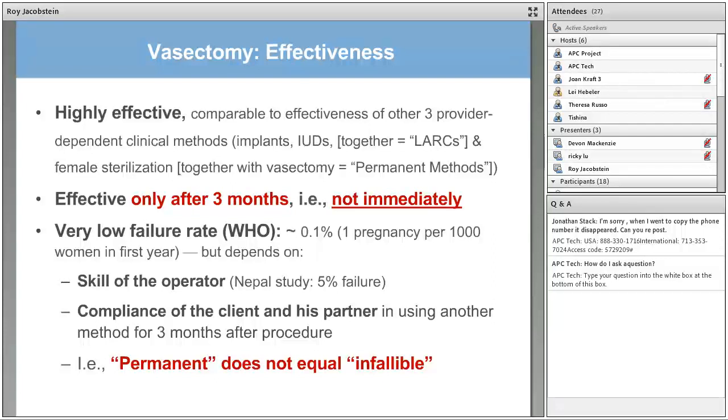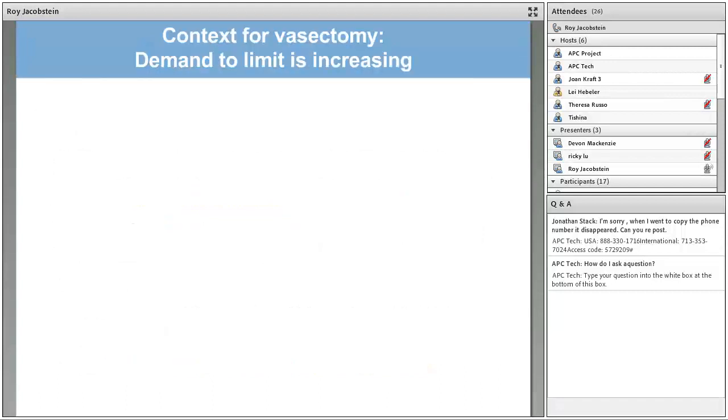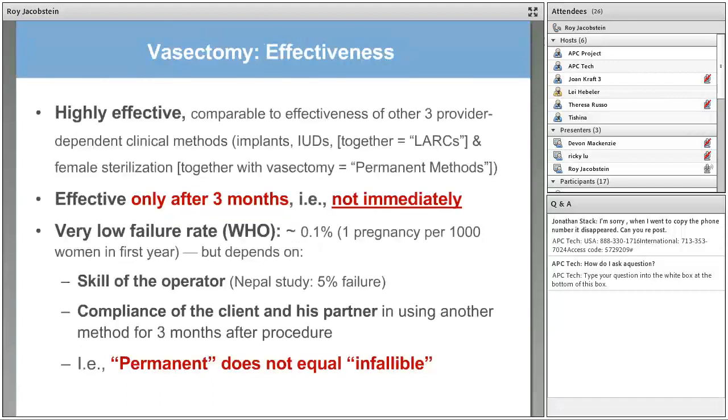Vasectomy is highly effective and comparable in effectiveness to the other three provider-dependent methods: the two long-acting reversible contraceptive methods, or LARCs, that is the implants and IUDs, and female sterilization. That, plus vasectomy, are the permanent methods. But the two really important points about vasectomy that sometimes people forget is that it's only effective after 3 months. It's not effective immediately. And so its success depends both on the skill of the operator and on the compliance of the client and partner to use a temporary method for 3 months.